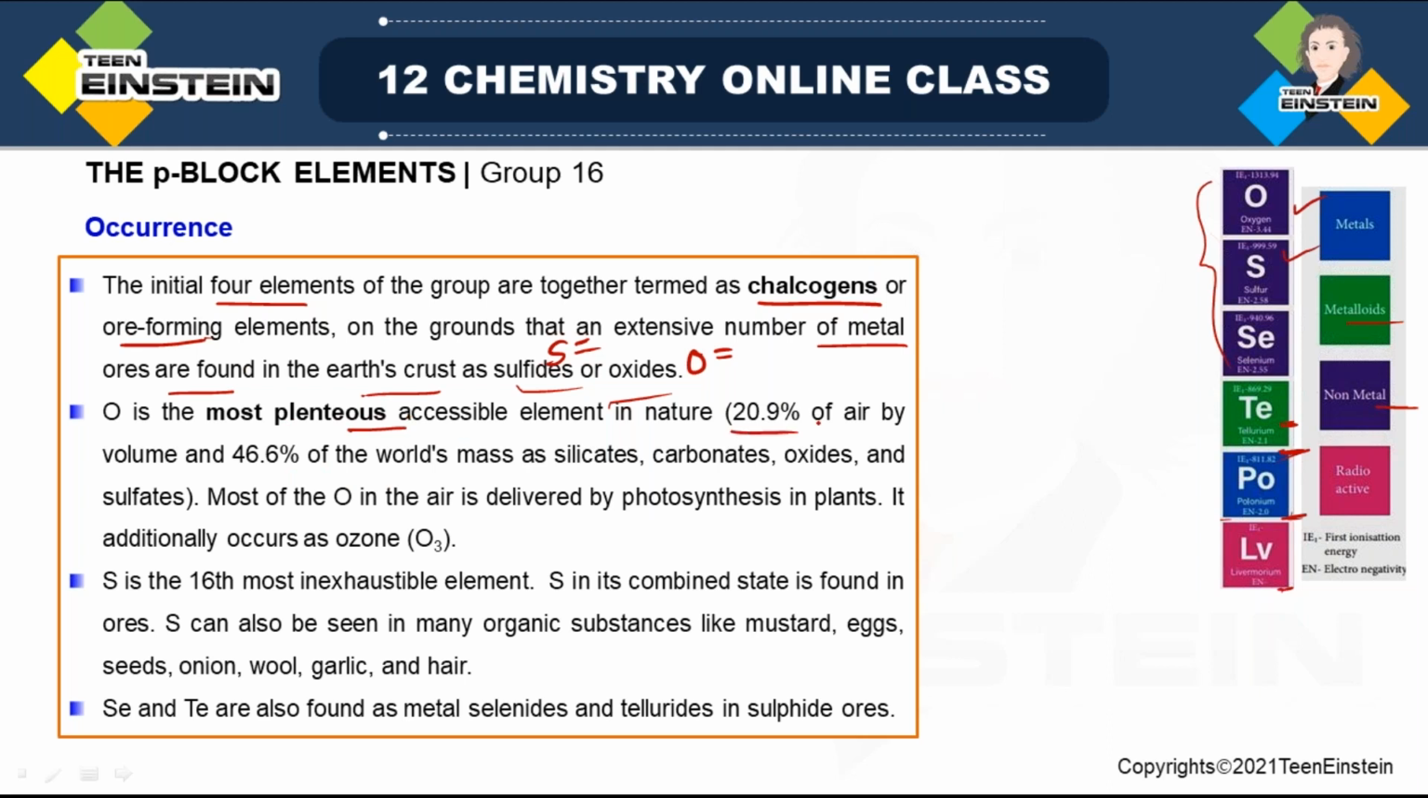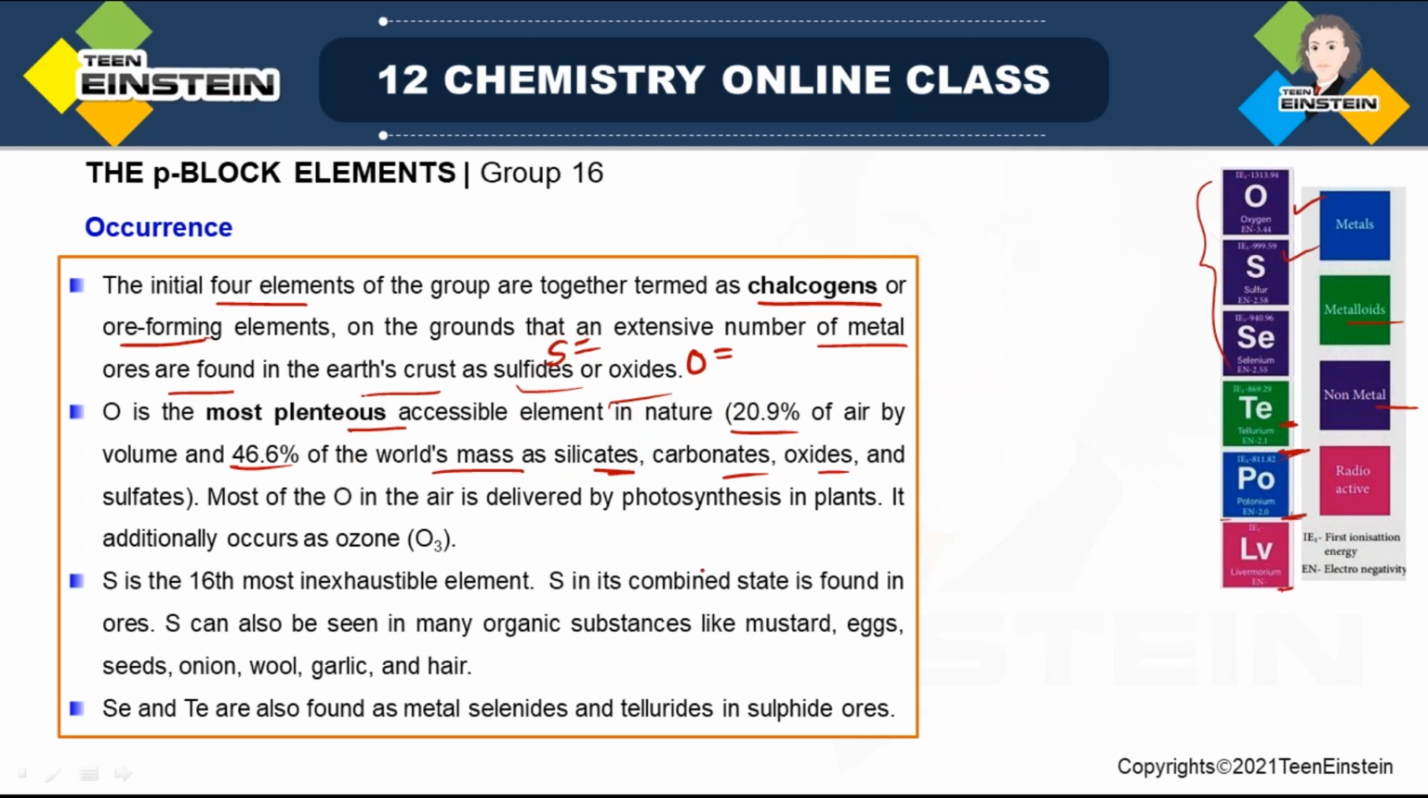Oxygen is the most plentiful available element in nature. See, it is around 20% of air by volume. And if we consider the world's mass in the form of silicate, because in silicate there is presence of oxygen, in carbonate there is presence of oxygen, oxide is obviously oxygen, and in sulfate also there is oxygen. So if you consider these anions which also contain oxygen atom, then it is 46.6% of the world mass.